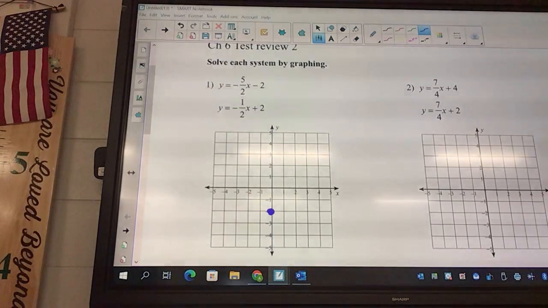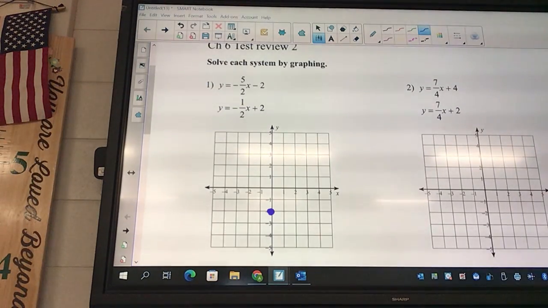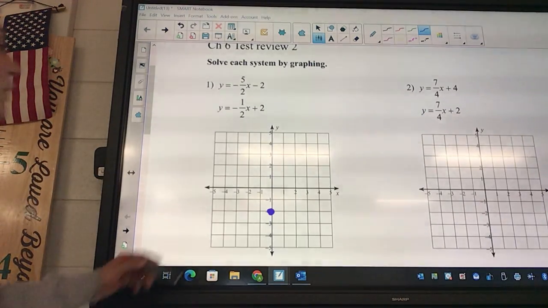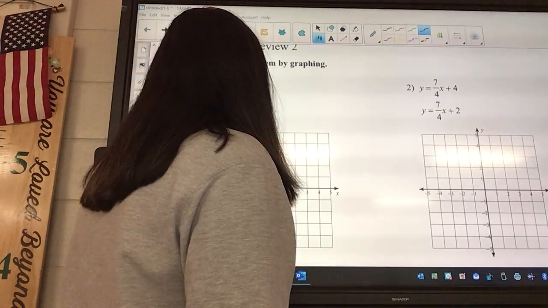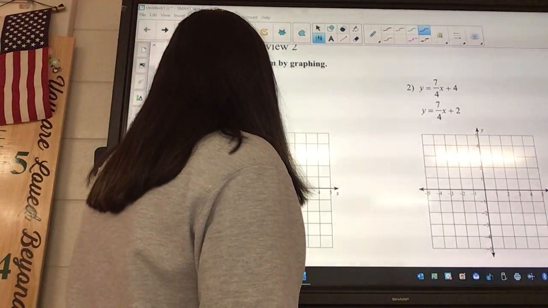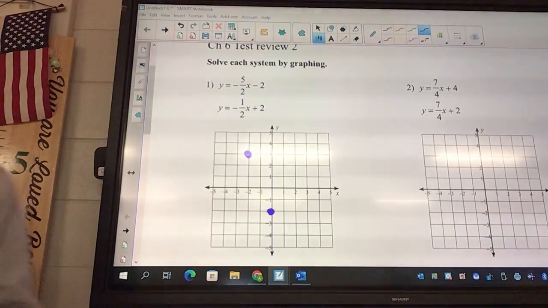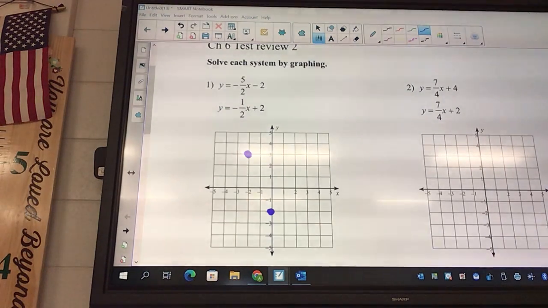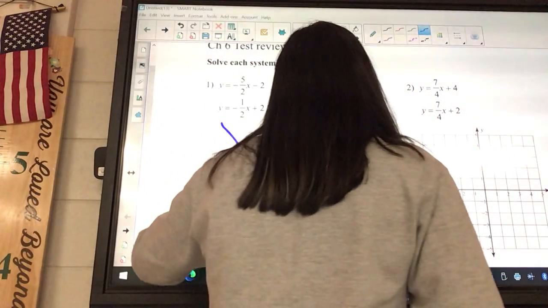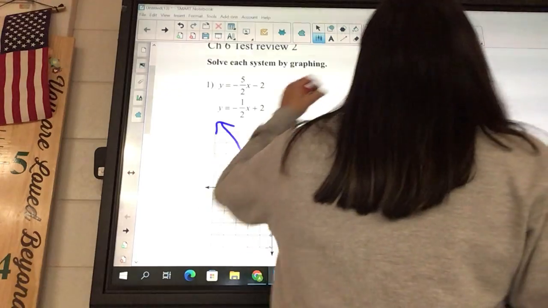What is the slope? -5/2. Okay, so we're going to go up 5, 1, 2, 3, 4, 5/2. Should that be a solid or dotted line? Solid. It's not one of those problems where we have different kinds of lines. Because it says equals, we're doing solid lines for both. So we got our first line there.